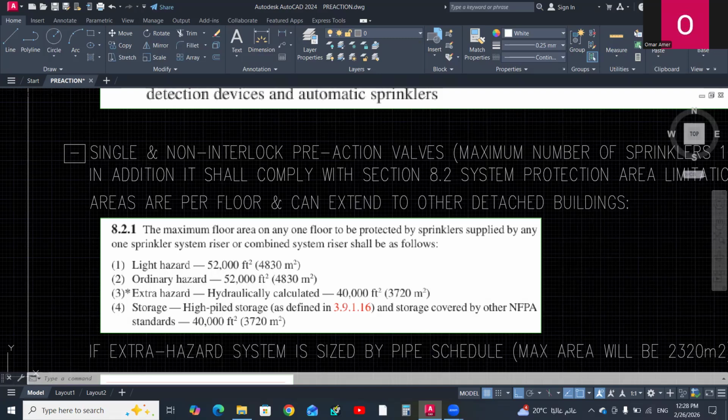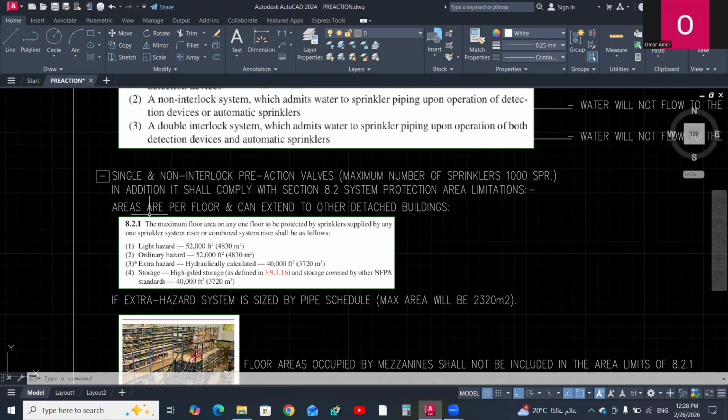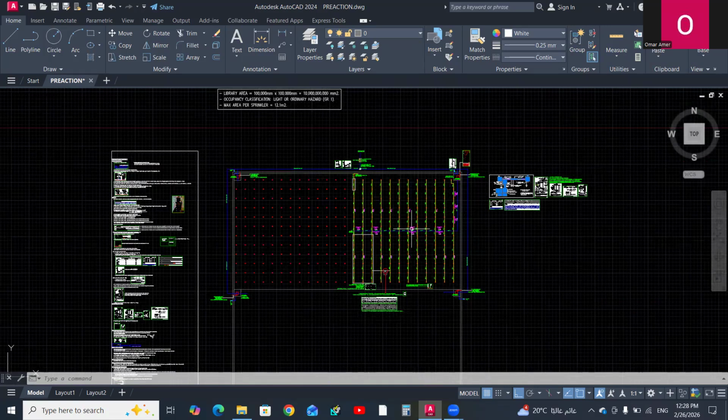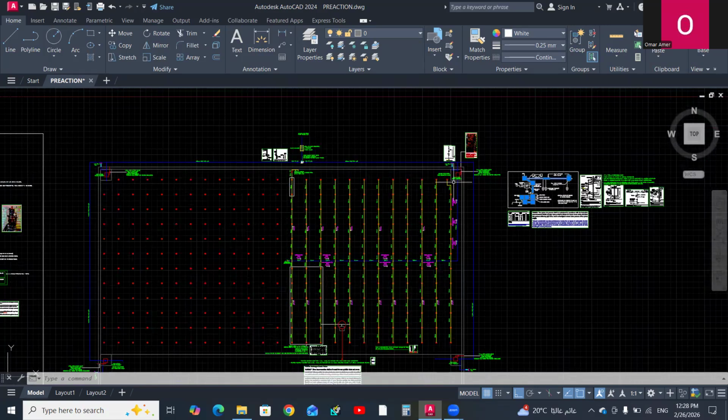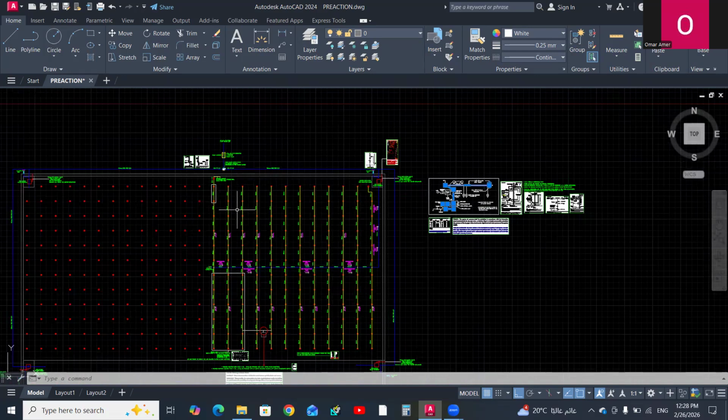Ordinary is similar to light hazard. For extra or high piled storage, which is our case here, the maximum protection area is 3720. So the maximum area protected by a single pre-action valve shall not exceed this number.